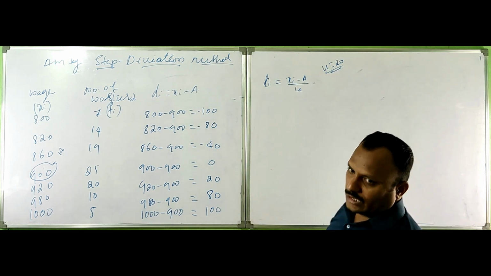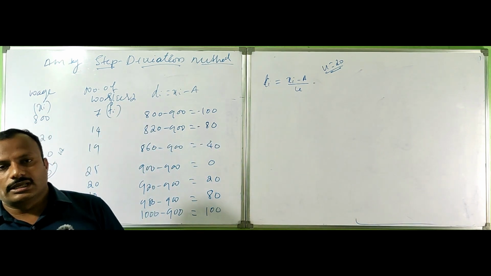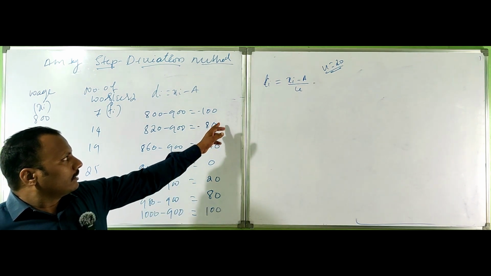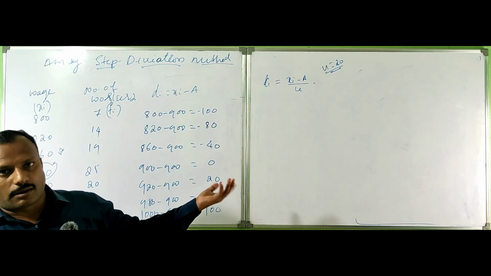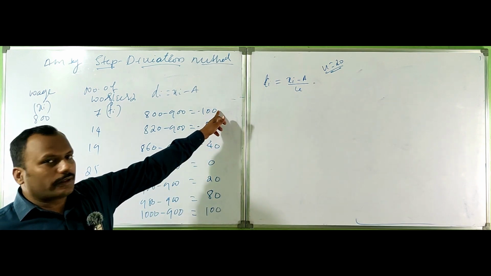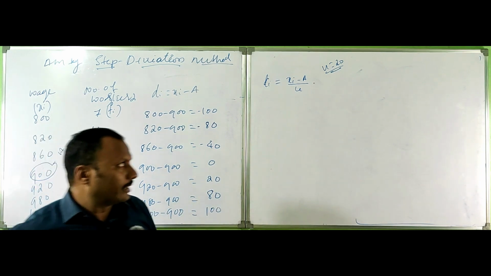Should we take the lowest common factor? No, the highest common factor, not the lowest. The highest common factor is 20, you can divide each by 20. The highest common factor is what we should take, right?